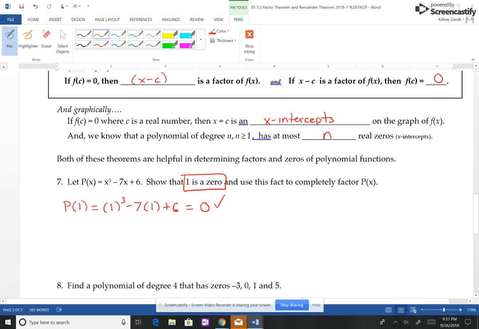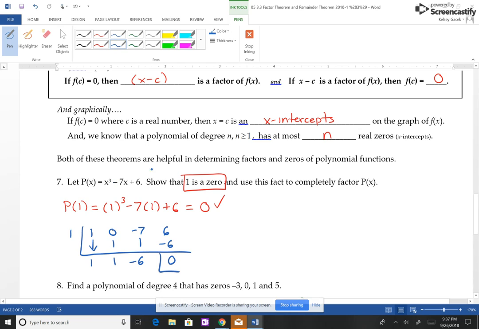And now it says to use this to factor out p of x. So again, we still have to use synthetic division or long division if you would like. We're going to use 1 as our 0, and we're going to write the coefficients of p of x. We're missing an x squared term, so I have to have a 0 as a placeholder. Bring down the 1. 1 times 1 is 1, plus 0 is 1, and so on, we get negative 6, negative 6. Look at that, our remainder is 0. So we just divided our polynomials.